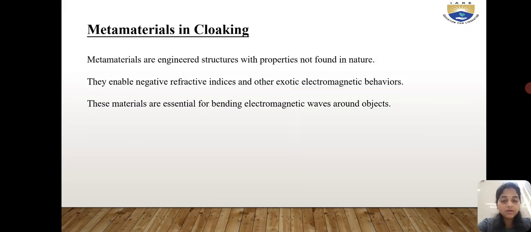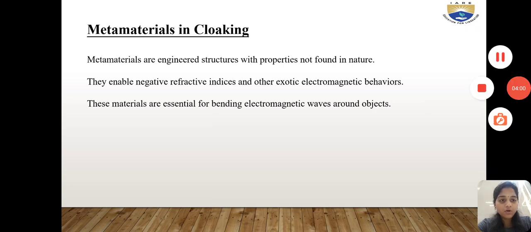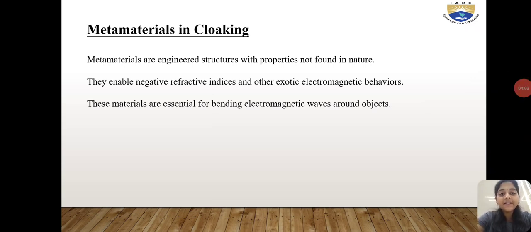Metamaterials in cloaking. Metamaterials are engineered structures with properties not found in nature. They enable negative refractive indices and other exotic electromagnetic behaviors. These materials are essential for bending electromagnetic waves around the objects.